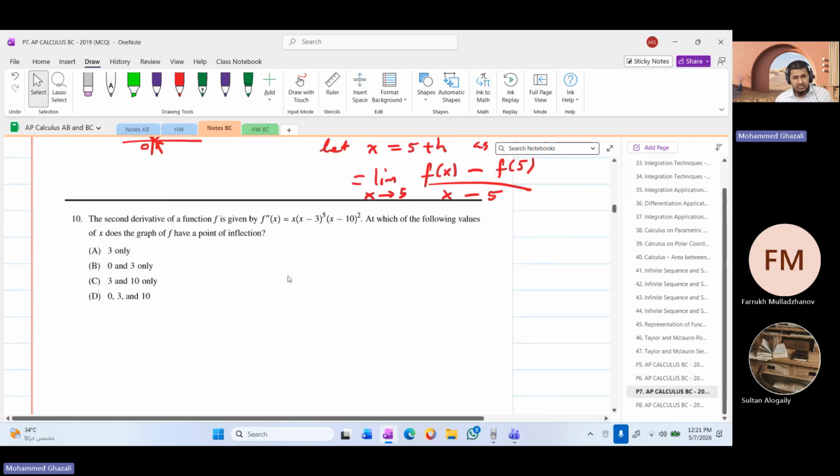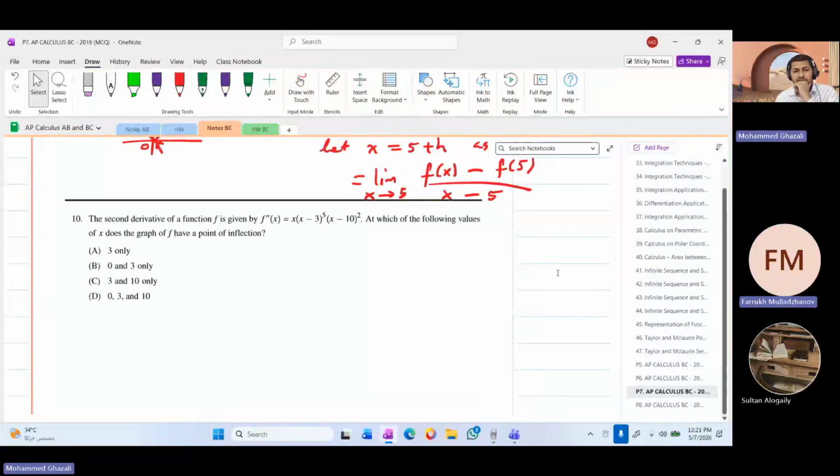The second derivative of the function is given by this. At which of the following values of x does the graph have a point of inflection? You can try answering this question here and I will guide you. What is a point of inflection? You find a point of inflection by finding the double derivative. They already gave us the double derivative. Now, how will we find the point of inflection? A point of inflection is when the graph moves from concave down to concave up.